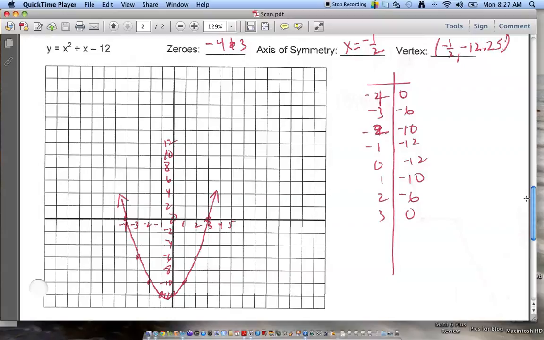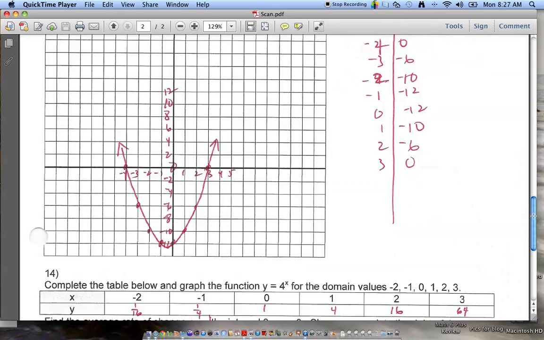We're over here. I skipped a page? Yeah. Oh, maybe it's over here.